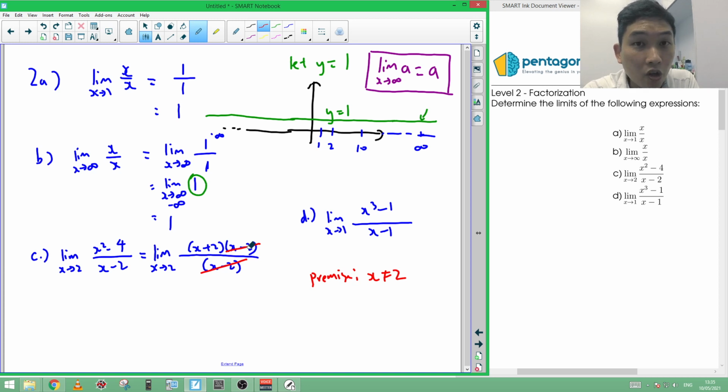It's going to give you a non-answer. Yeah? Because the question says we are just approaching 2. We are not at 2, so that is perfectly fine. We know that x is not equal to 2, so we can cancel those off. And then this becomes the limit as x approaches 2 of this expression now.